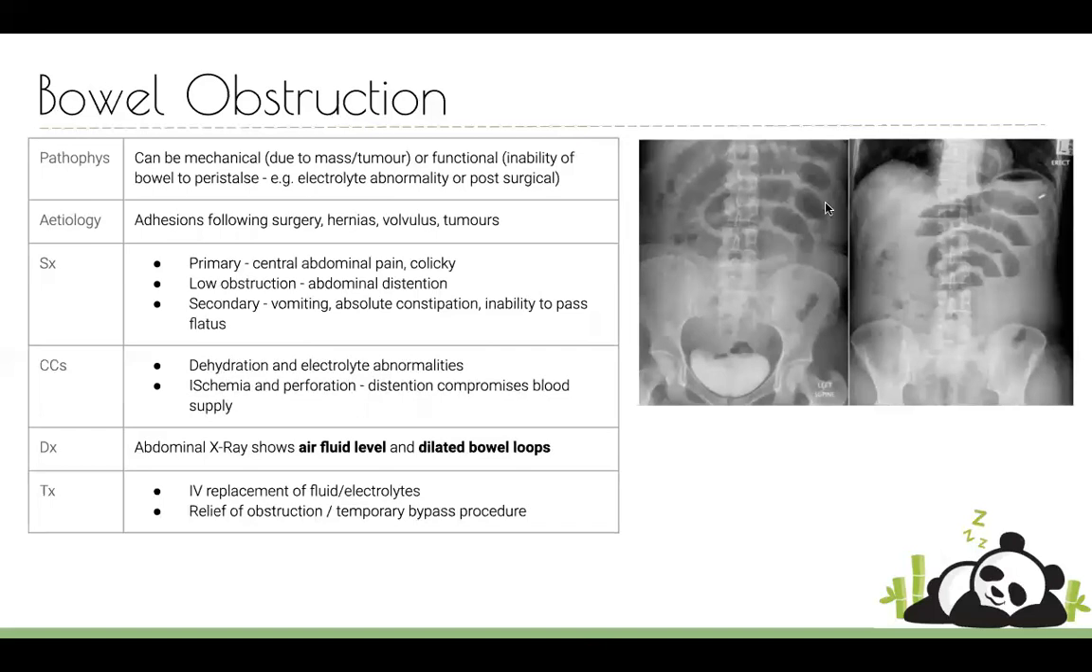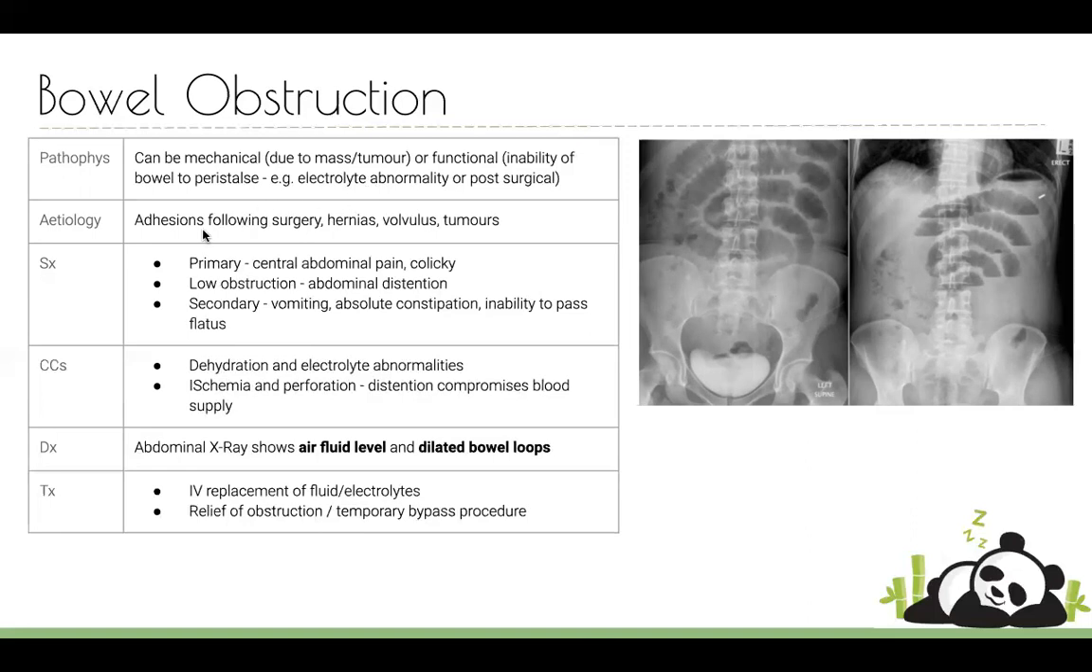I said central, but really it can be anywhere, and it really depends on where it is. And because it's blocked, you're going to get air in it, and it's going to get really distended, so you'll see abdominal distension, and eventually it'll cause vomiting, constipation. They won't pass any wind because it's all blocked, and that's your typical patient.